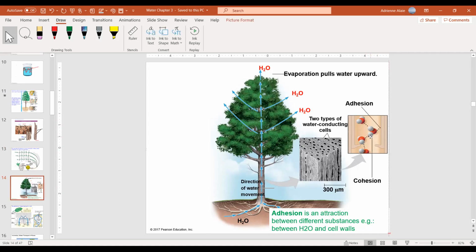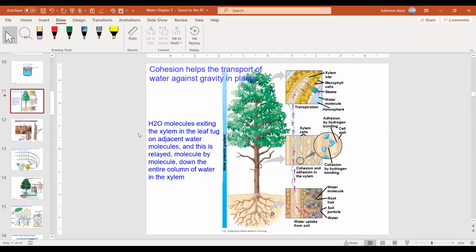Actually, that line should probably point more to this hydrogen bond here. Cohesion is holding these two, and adhesion is this hydrogen bond right there. Okay, so we have water molecules that are cohering to one another and adhering to the cell wall. See, adhesion by hydrogen bonding, cohesion by hydrogen bonding. Hydrogen bonding is really like the main thing that water molecules do.